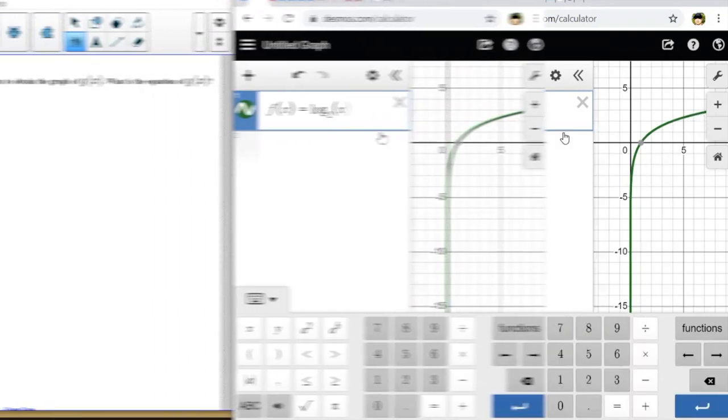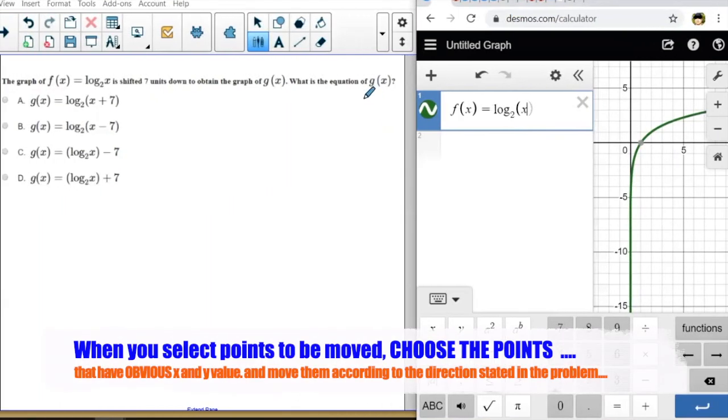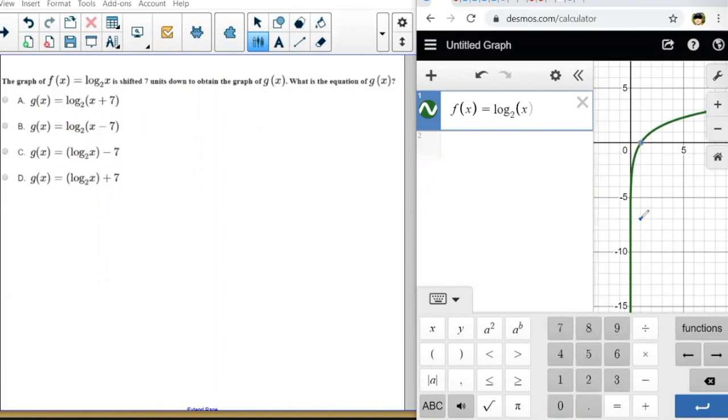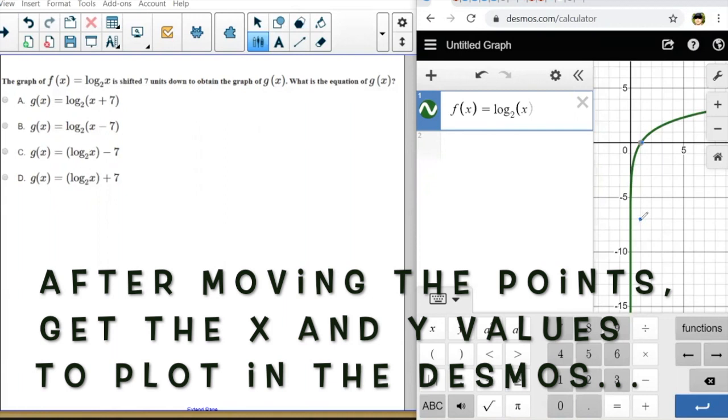However, to form g of x, which is the transformation, we are going to move this point 7 units down. I think the clearest point here is this point. We count 1, 2, 3, 4, 5, 6, 7. This is the point of g of x. Now your time is to locate the coordinate of this point.